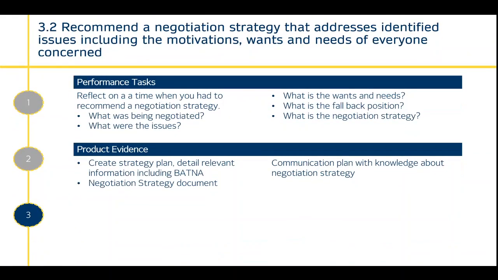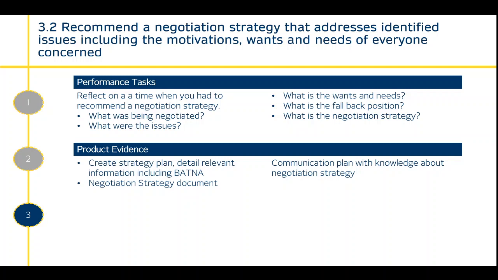3.2, recommend a negotiation strategy that identifies issues, including the motivations, wants and needs of everyone concerned. 3.2 is more about looking at what the other person or the other partner in the negotiation would like from them. So 3.1 is more about looking at what you and your organisation want. 3.2 is about looking at what the person you're negotiating with is looking for, to understand their motivations, their wants and their needs, because that can help you come up with ideas on how to be more successful. So if you give them what they want, they'll give you what you want. So you have to have some awareness of the other party in negotiations.